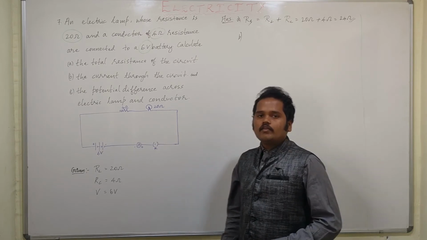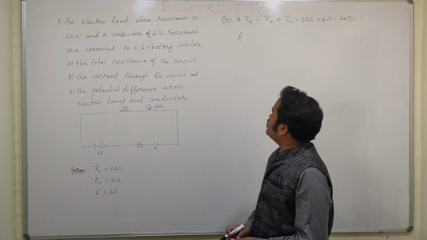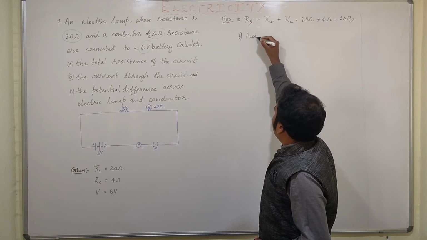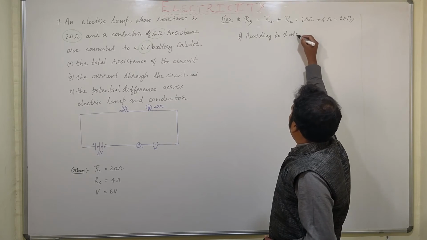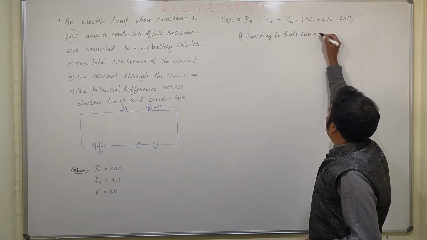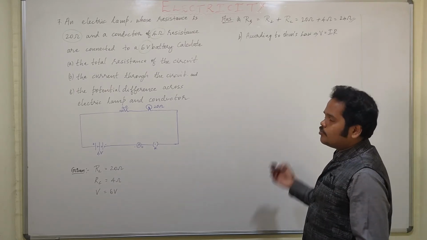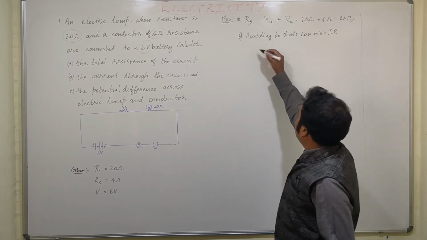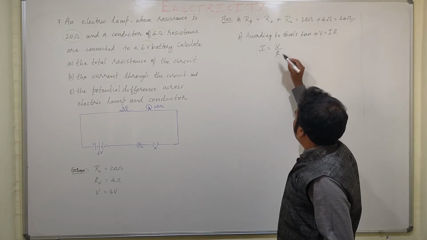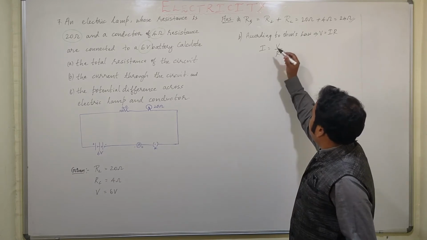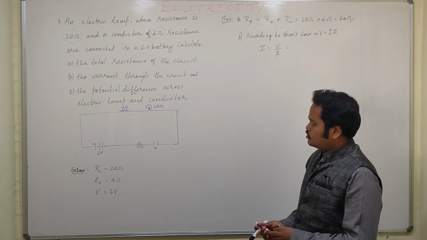So for I, we have the formula, Ohm's law. According to Ohm's law, V is equal to IR. So I is equal to V by R. According to Ohm's law, V is equal to I into R. We need I, so bring down R. R comes towards the bottom. So I is equal to V by R. Total voltage, this is a formula. Total voltage is 6 volts.